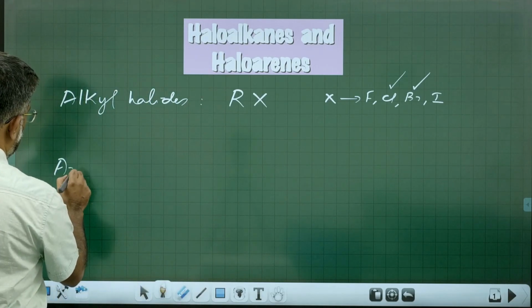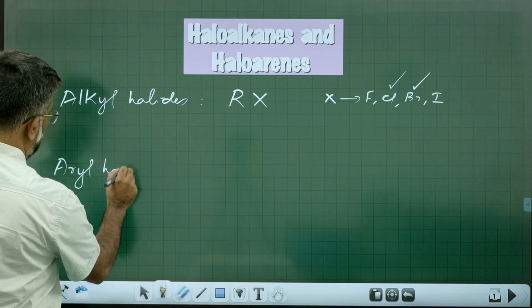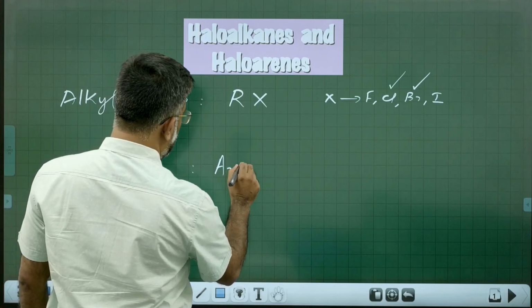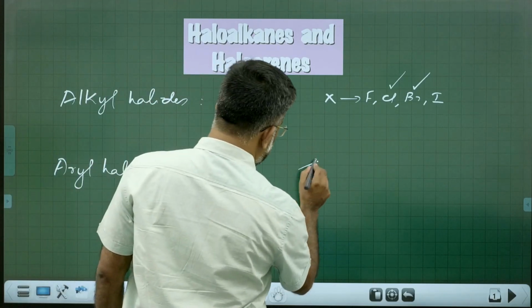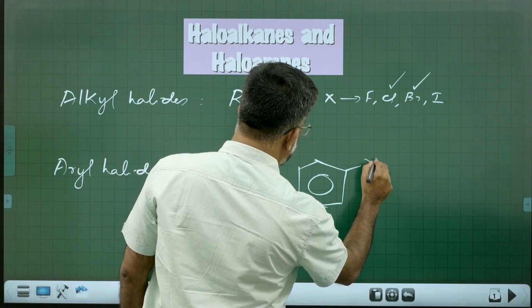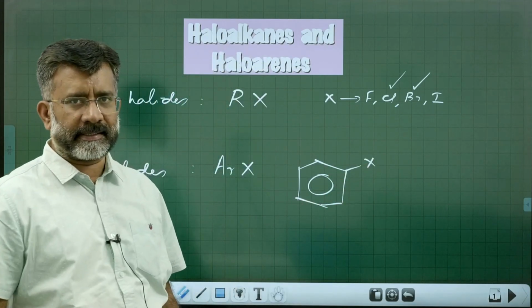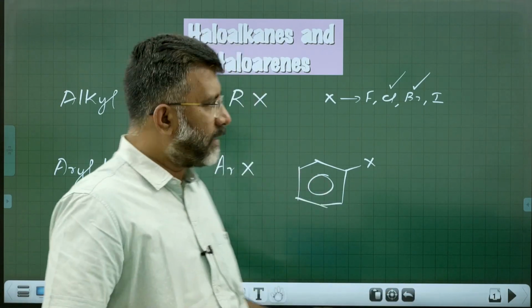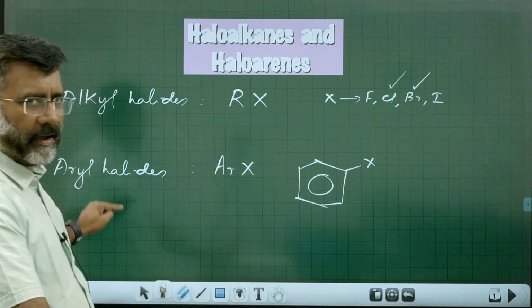The next one is aryl halides. Aryl halides, all of you know, are ArX, where Ar means arene, benzene, with the X. X again stands for fluorine, chlorine, bromine, iodine. So one is haloalkane, one is haloarene.